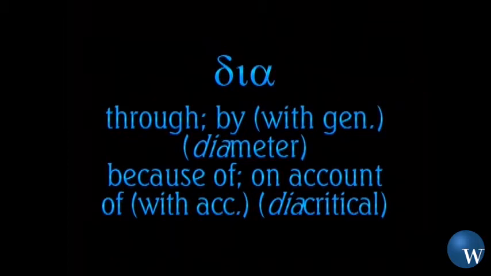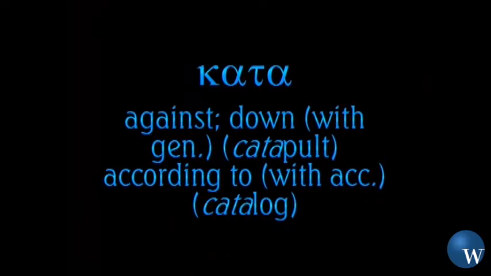All right, let's take a look at the next preposition. It's the word kata. All right, kata. And it means against or down when the noun that follows it is in the genitive. Or it may mean according to when the noun that follows it is in the accusative. Kata. All right, let's take a look at the next word.